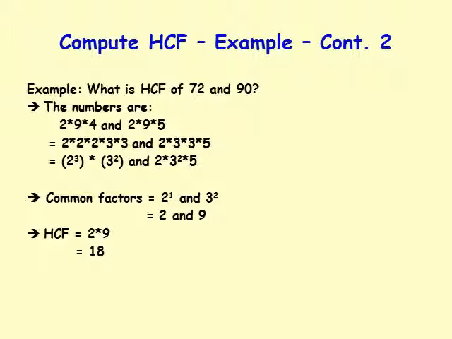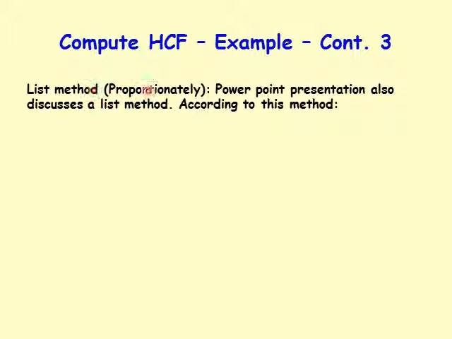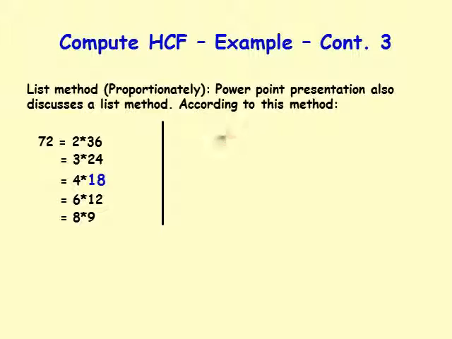Let us continue. Now we'll use the list method, which the PowerPoint presentation also discusses. According to this method, 72 is 2 times 36, 3 times 24, 4 times 18, 6 times 12, and 8 times 9. And 90 is 2 times 45, 5 times 18, 6 times 15, and 9 times 10. 18 is the common factor here, and we use the highest factors, so 18 is the highest common factor.